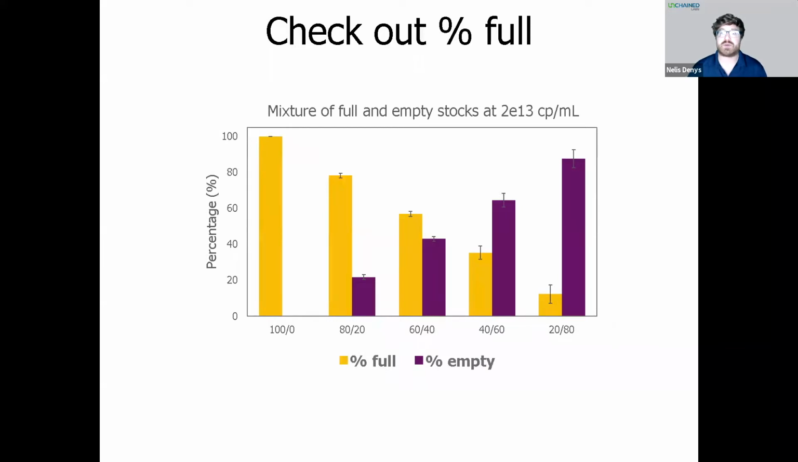To look more into our ability to see percent full values, we took stocks of empty and full AAV9 and then mixed them at different ratios. For each combination, so 100% full stock, 80% full stock, and so on, Stunner gets a good read on the data, and percent full and percent empty align perfectly with the expected values.